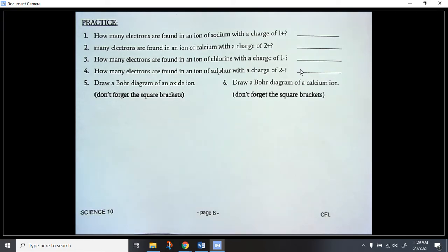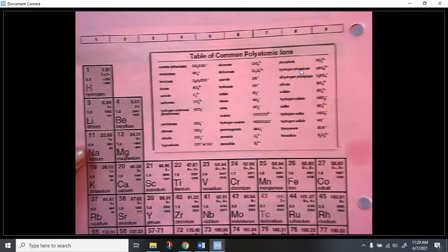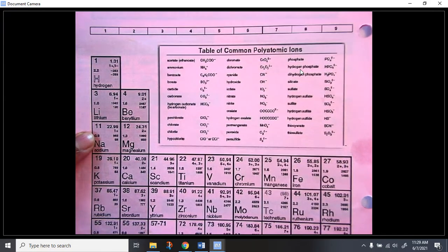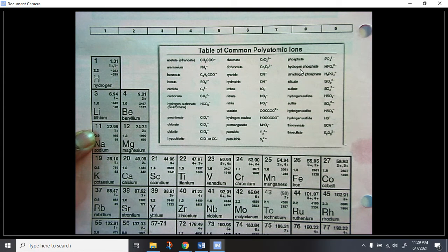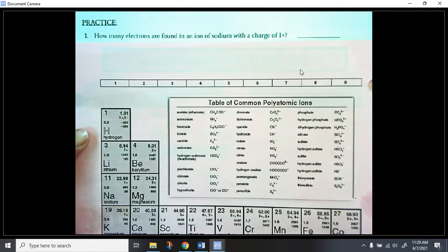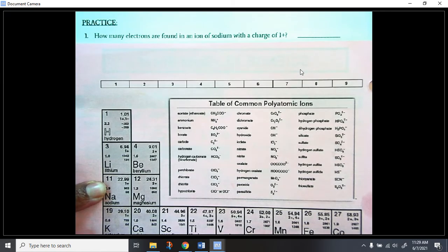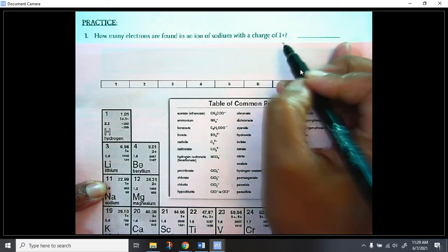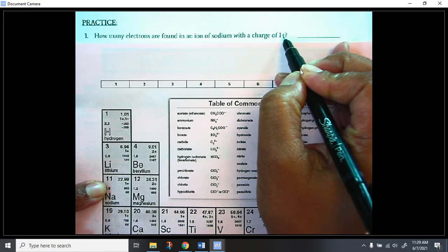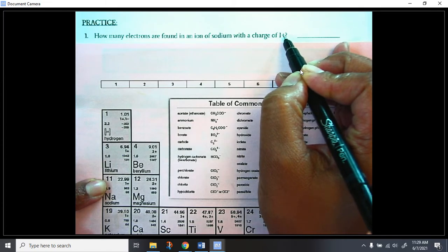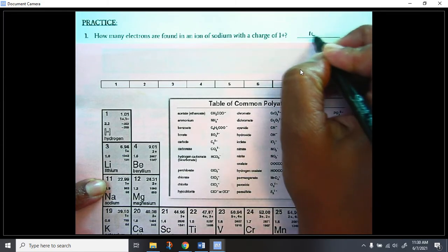Okay, so let's look at sodium. Sodium is number 11. So if you had an atom of sodium, it has 11 protons and 11 electrons. But it's an ion, and we've been told that it is 1 plus. Well, if it had 11 electrons, and since it's 1 plus, it loses one, then it's going to end up being 11 minus 1, so it's going to end up being 10.